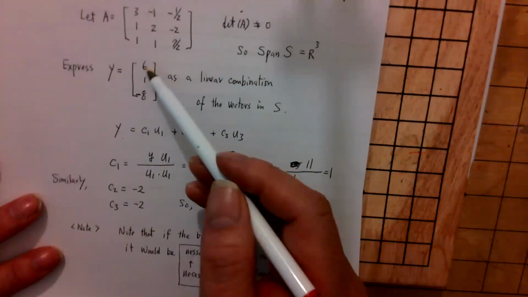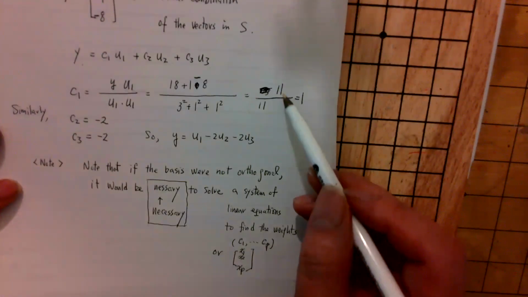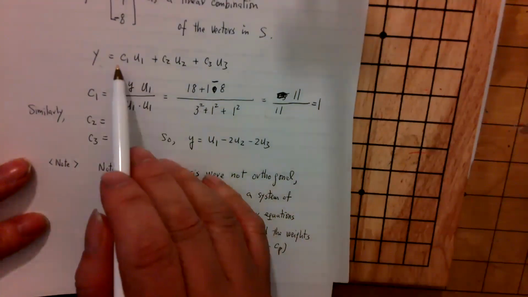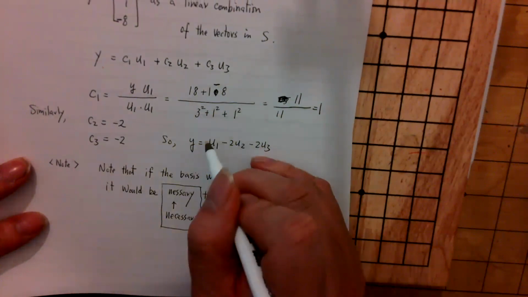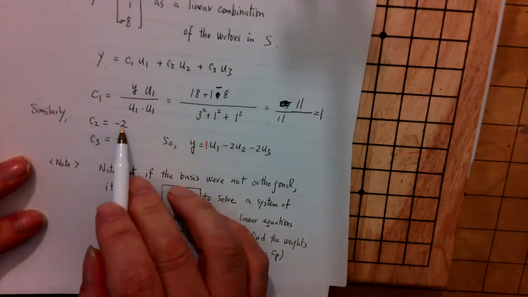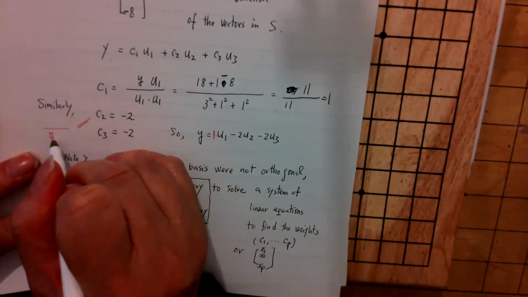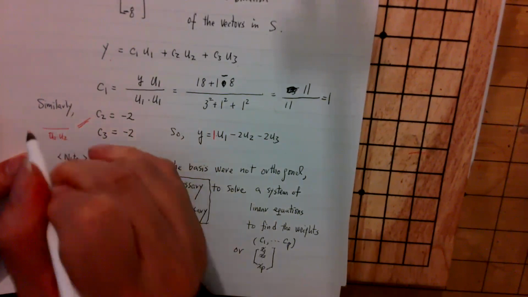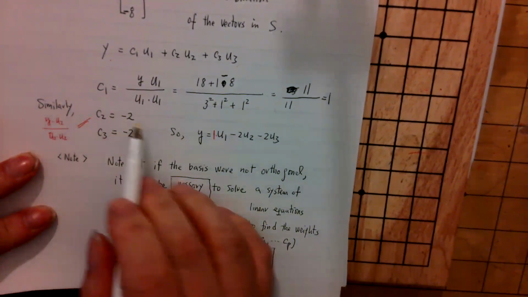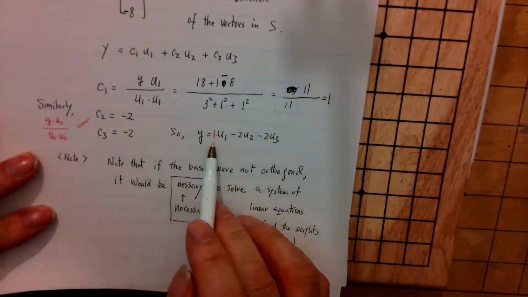y dot u1 is, with 6, 1, minus 8, the inner product with u1, you're going to get 11. So c1 is 11 over 11, which is what? It is 1. So this is 1. Okay? And similarly, you can find c2. What's c2? c2 is y dot u2 over u2 dot u2. Okay, so you find this is minus 2 and minus 2. So you can express y uniquely. This is unique.